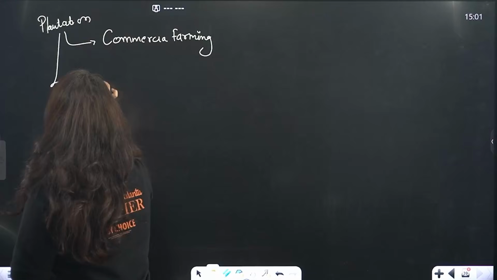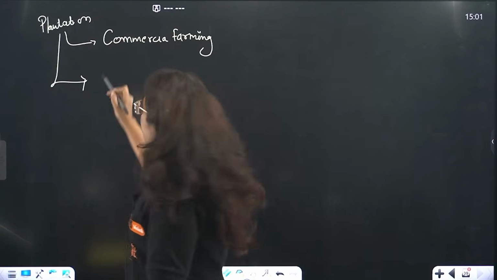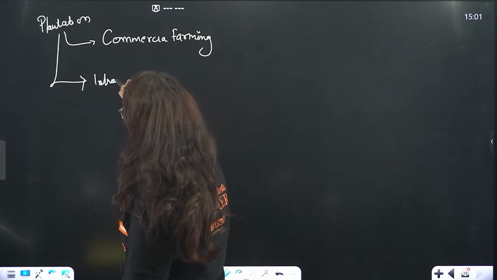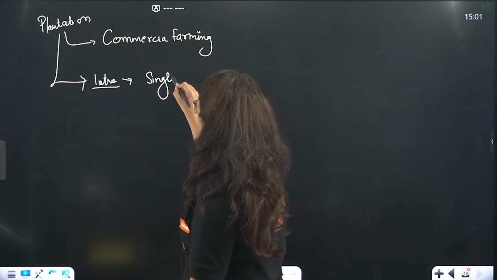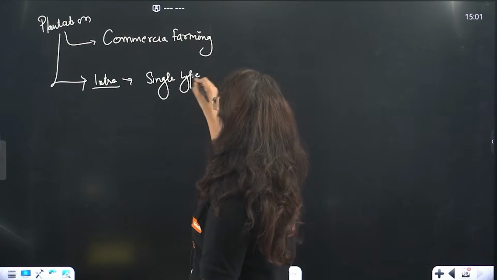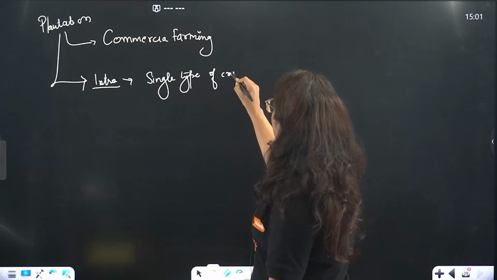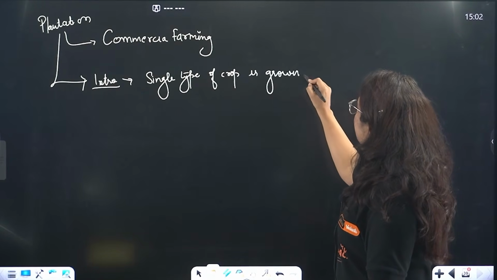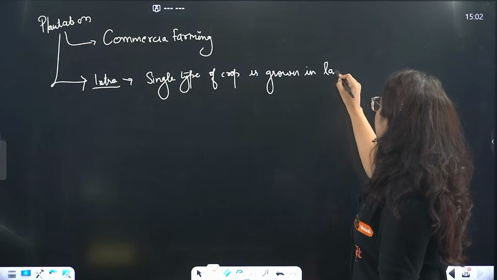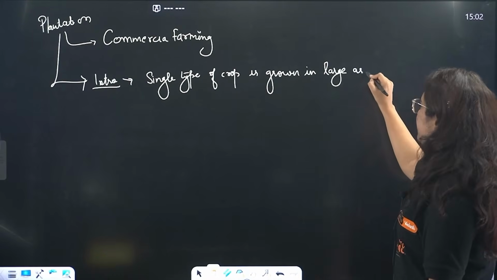So beta, in the plantation, first you have to tell the introduction: in plantation farming, only a single type of crop is grown in a large area. Single type of crop is grown where? In the large area. Okay?